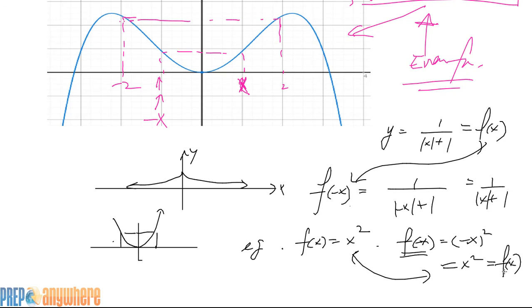If f at -x is equal to f at x, then you say it's an even function. So we have this procedure here, because sometimes you don't know what the graph looks like. You don't have enough information. But at least through algebra, we can tell it's symmetric on the y-axis.